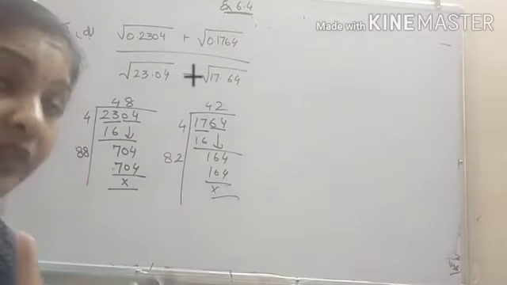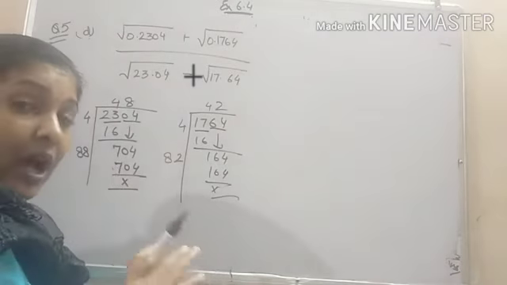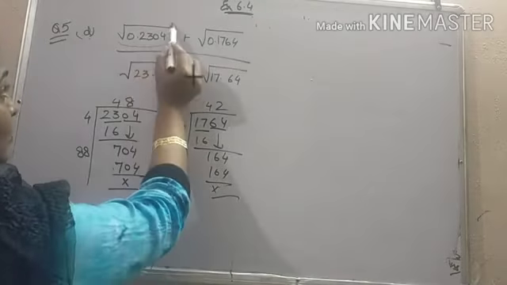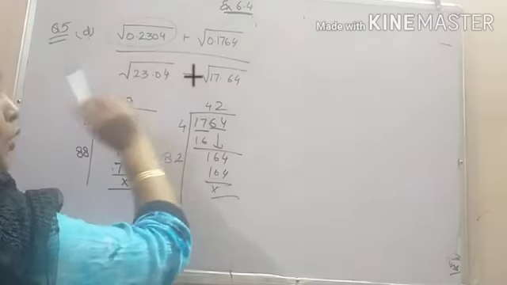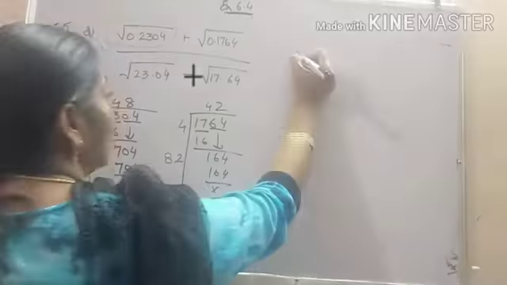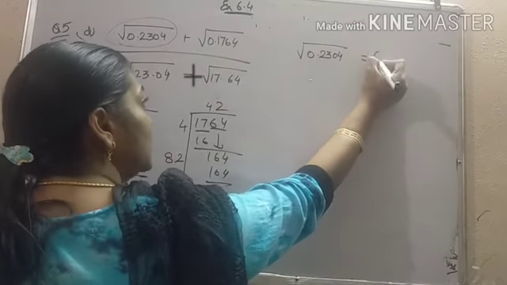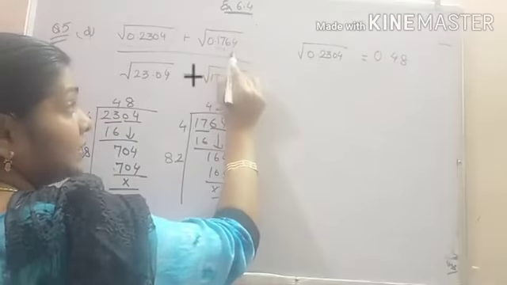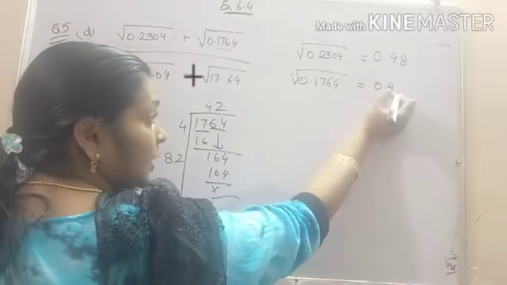Now I told you in previous modules that the number of digits in the square root is half of the given number. So in the square root of this number, the number of digits after the decimal will be 2, half of 4. So under the root, 0.2304 will be equal to 0.48. Similarly, in this, the number of digits after the decimal in the square root of this number will be 2. So it will be 0.42.